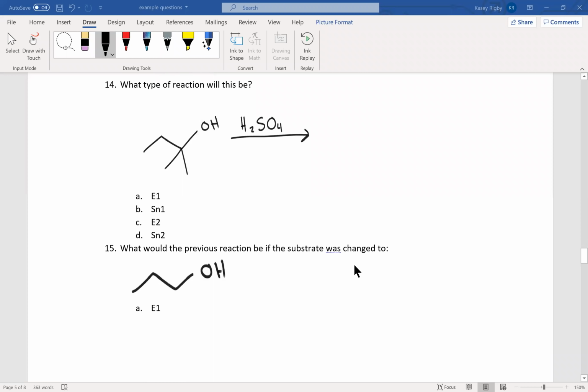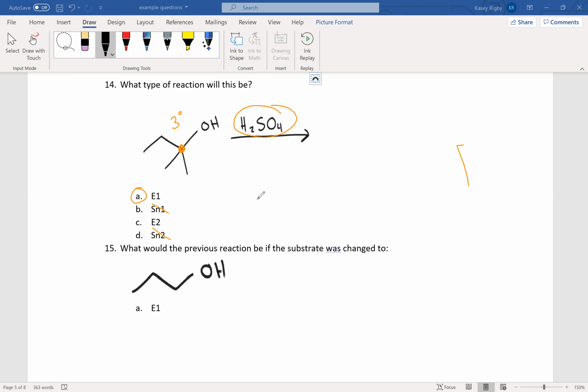So what type of reaction will this be? We see that we have what kind of alcohol? This is a tertiary alcohol, and we're using an acid. Whenever we see a strong acid along with an alcohol, we know there's going to be dehydration. So we know we're going to be doing an elimination reaction, not SN1 or SN2. Then we have to look at what kind of alcohol this is. This is a tertiary alcohol, so we're going to undergo E1 instead of E2. Okay?